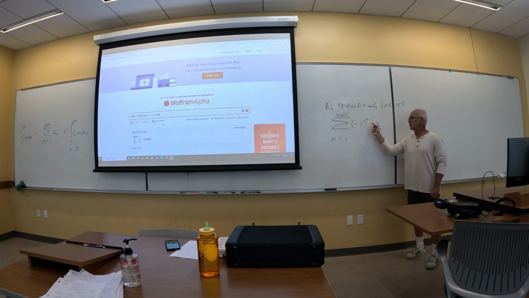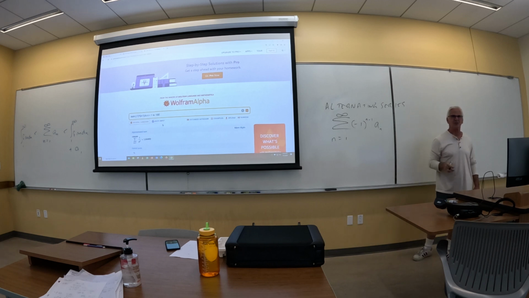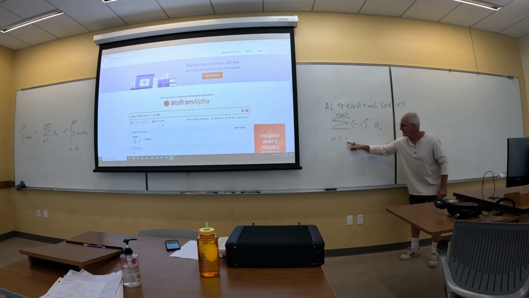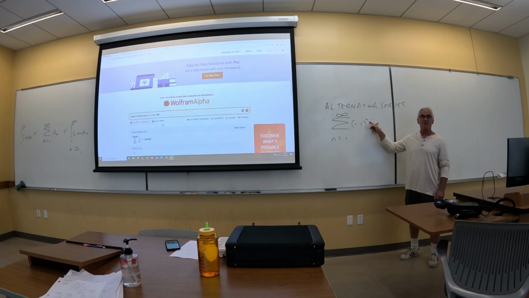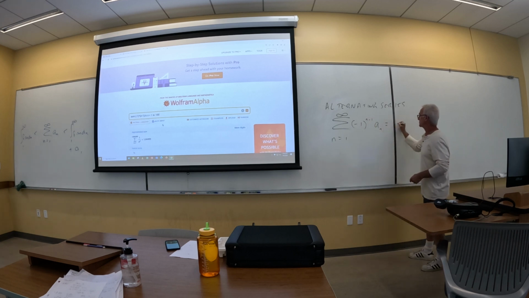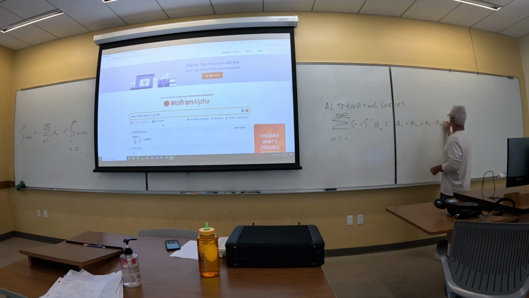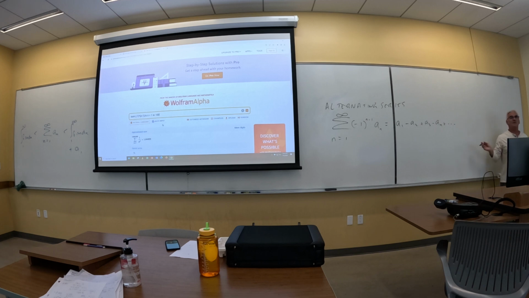And the reason I'm going to start with an exponent of n minus 1 rather than an exponent of n is I want the first term to be positive. It just makes it easier to talk about. So when I put n equal 1 in there, that's negative 1 to the 0th power, which is 1. So this is a1 minus a2 plus a3 minus a4. This goes on forever and ever. Okay, so what's the big deal?